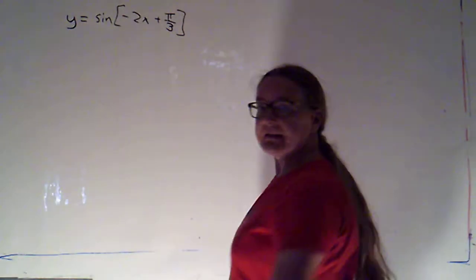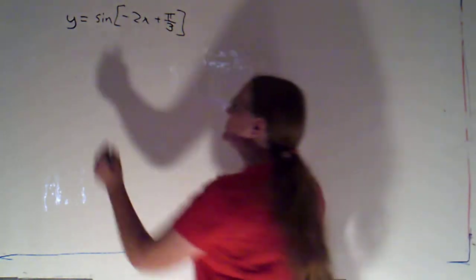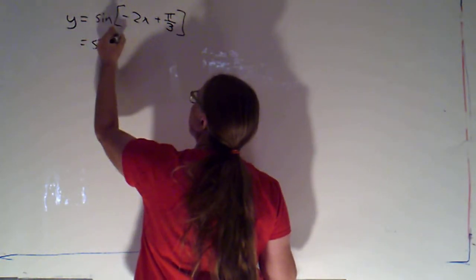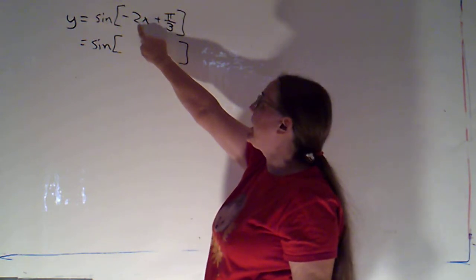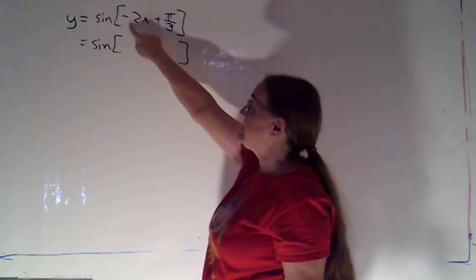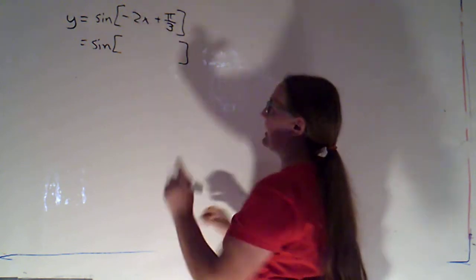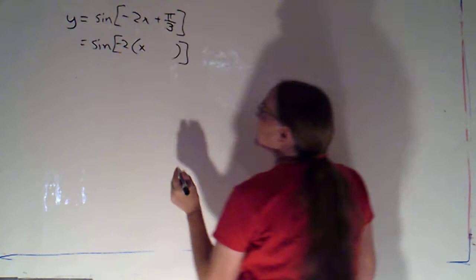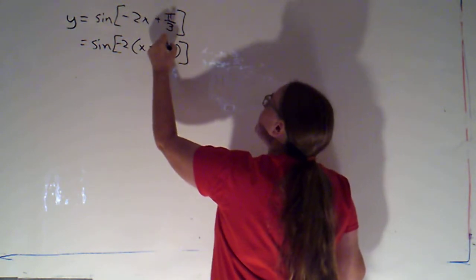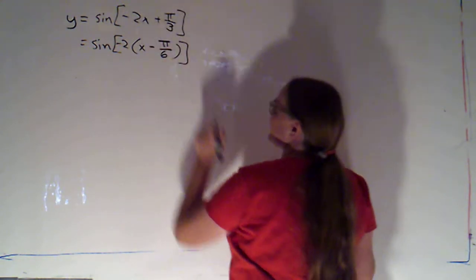As with the last example, the first thing I'm going to do is just rewrite the formula for my function. I like to factor out what I'm multiplying by x. And at the very least, if it's negative, you should factor out the negative. I'm going to factor out the whole -2. And then that would be times the quantity x minus pi over 6.